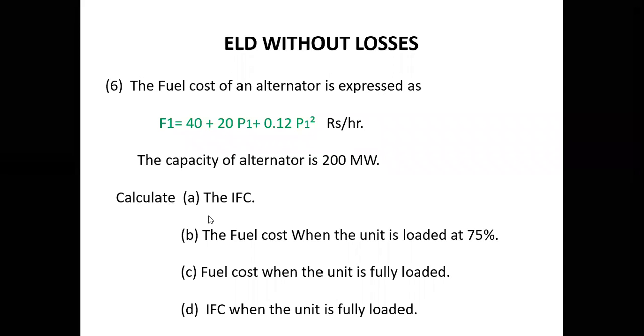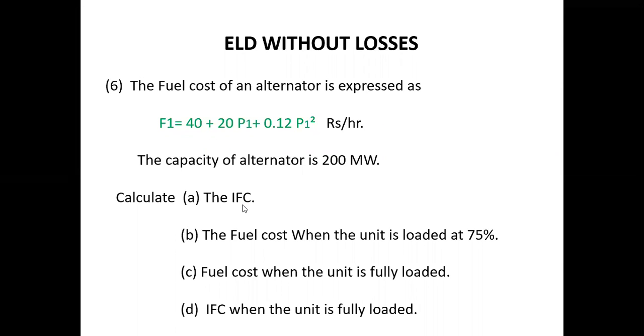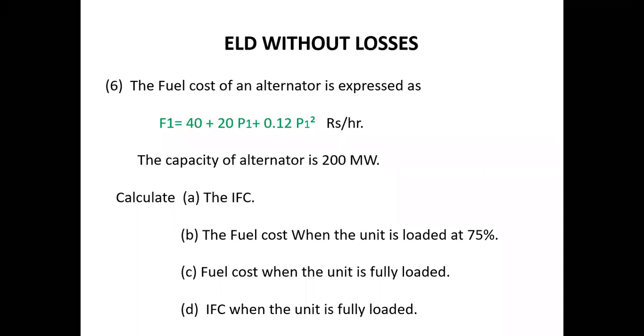So what they're asking is, first one is the incremental fuel cost. How can we find incremental fuel cost when we know the fuel cost? The simple way is we need to differentiate with respect to P. So when you do the derivative with respect to P1, then you will get the incremental fuel cost for the given fuel cost. That is the first bit.